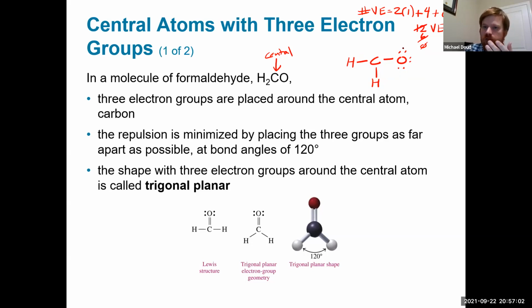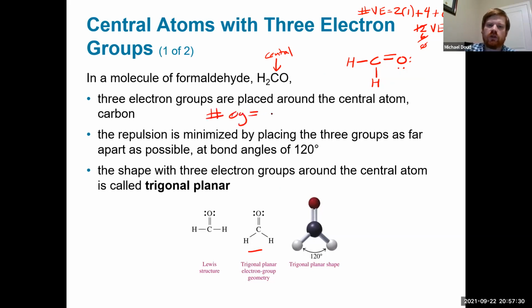So now what do we do? We don't have any extra electrons to put in here, so we have to make a double bond. So we take this pair here, turn it into a bonding pair, erase these guys, and there's our Lewis structure. It's not very pretty, especially if you compare it to this one here, but it still gets the job done.